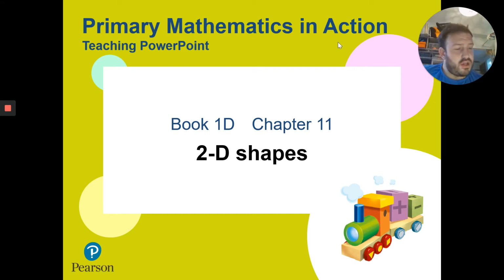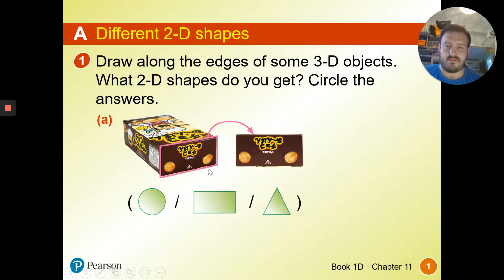P1, so we're going to start and look at our next book, our 1D book, which is chapter 11, and we're looking at 2D shapes. Okay, so let's start. So we're going to draw along the edges of some 3D objects. What 2D shapes can you get?